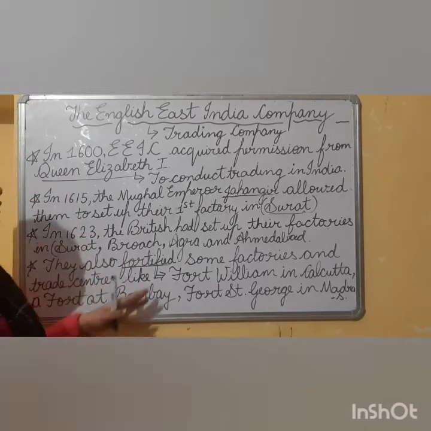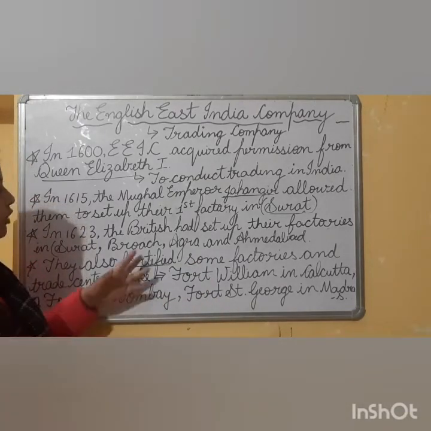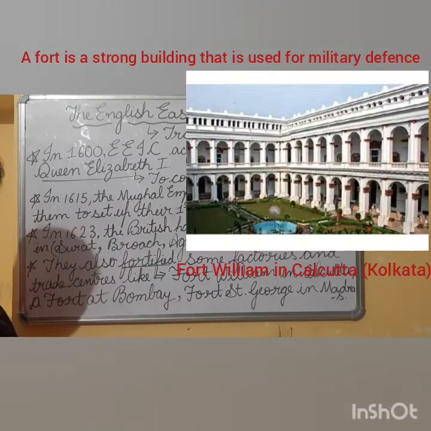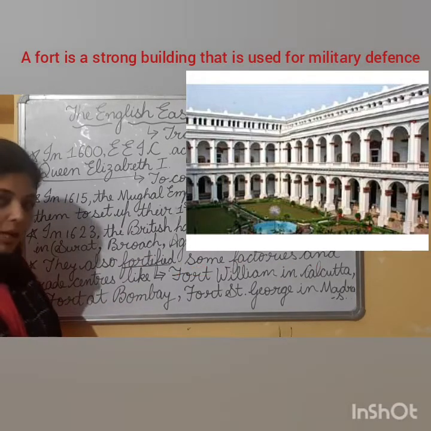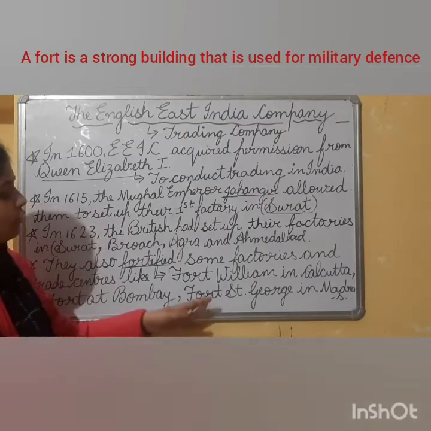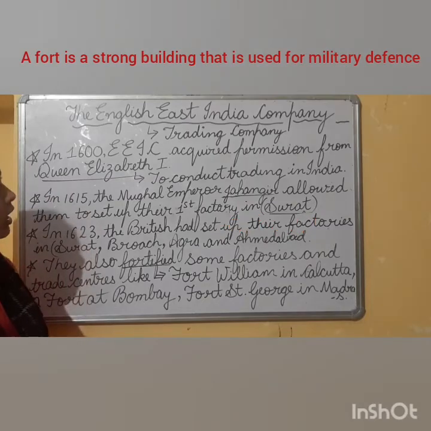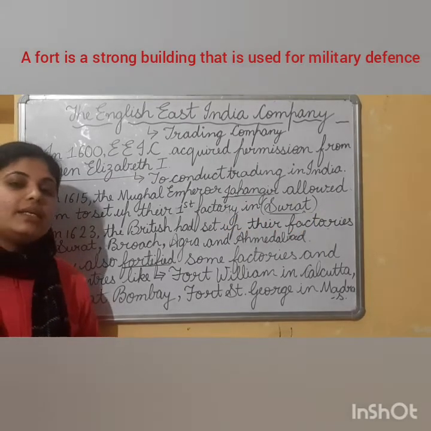So they also fortified some factories and trading centers in India, like Fort William in Calcutta, now known as Kolkata, a fort at Bombay, which is now known as Mumbai, and Fort George in Madras, which is now known as Chennai. So this is about the English East India Company.